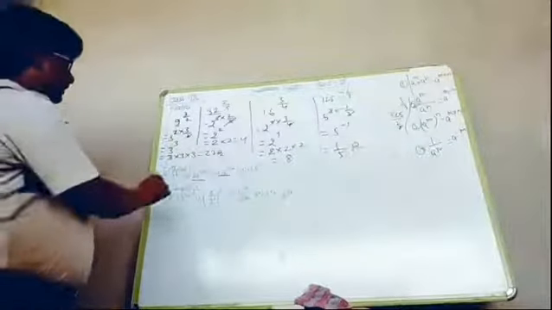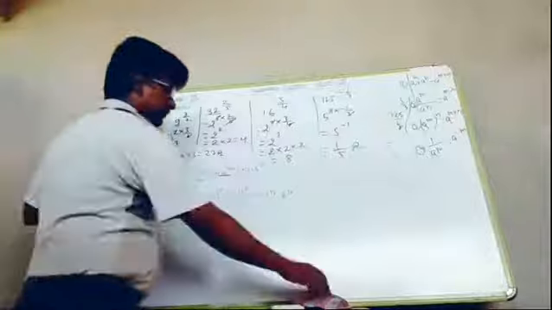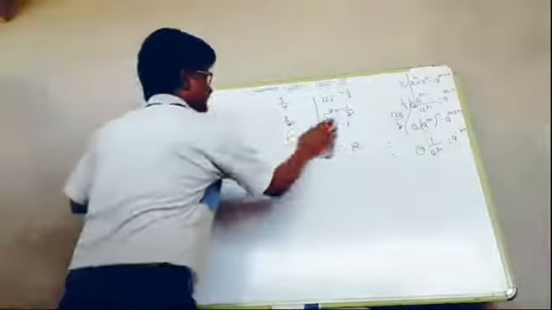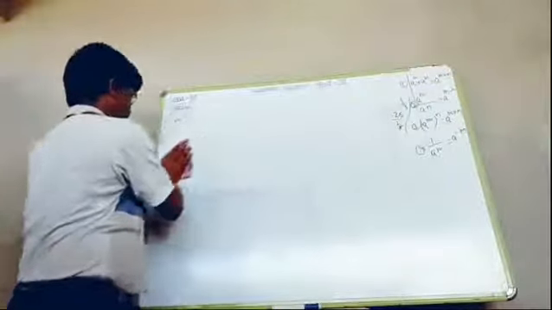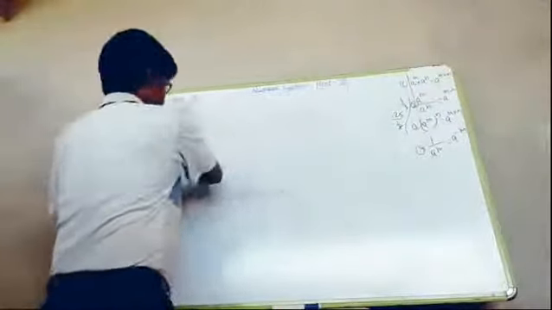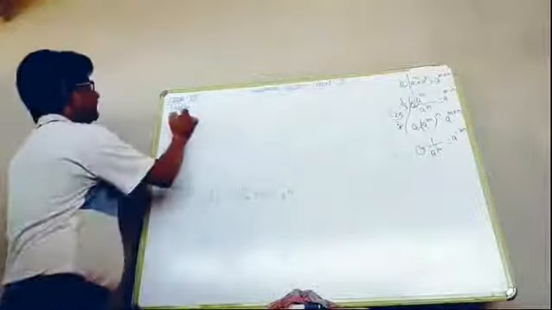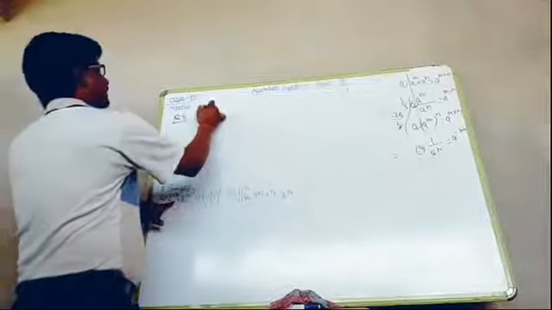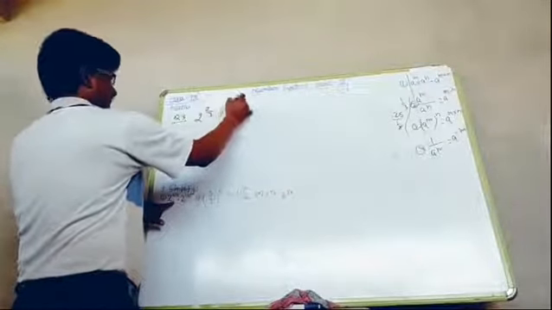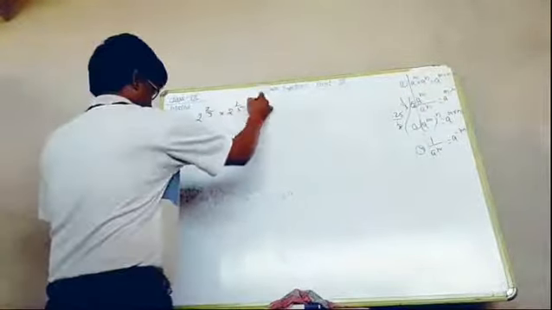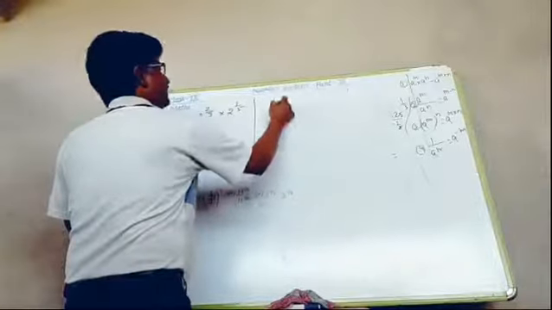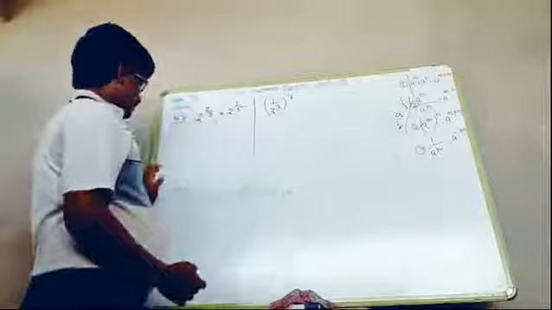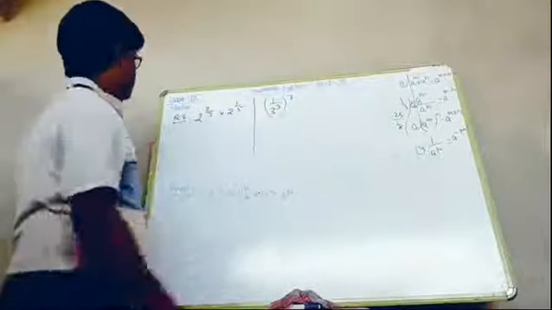Now next question is, that is the third question. 2 is raised to power 2 by 3 into 2 is raised to power 1 by 5. And (1 by 3 is raised to power 3) is raised to power 7. First two questions I am going to explain.